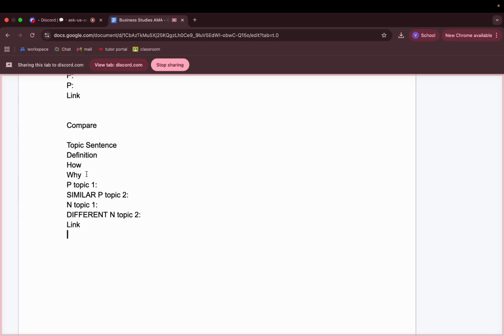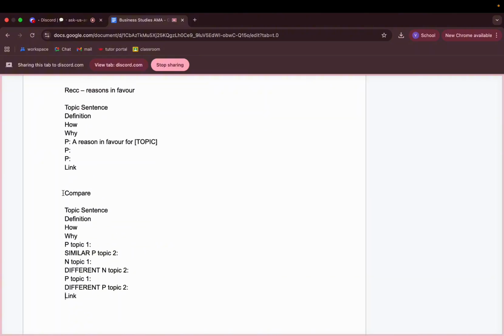I would provide 4 points this time. So I'd go P, P, and N with providing similarities and differences. At least one similarity and at least one difference. And if you really want to elevate it, you could even add another one and just have a third compare. So maybe another positive point and how these positive points could be different. So that's recommend and compare.